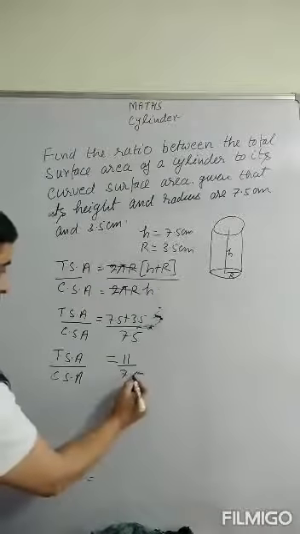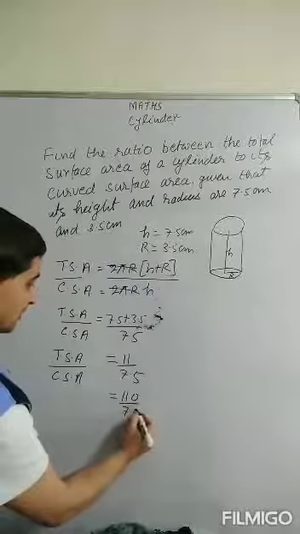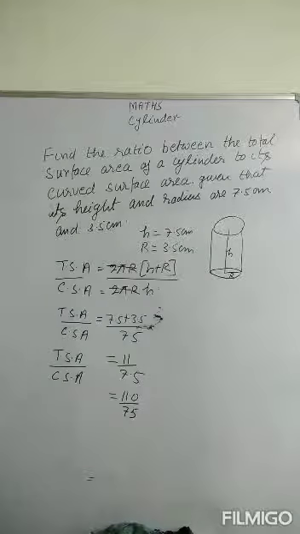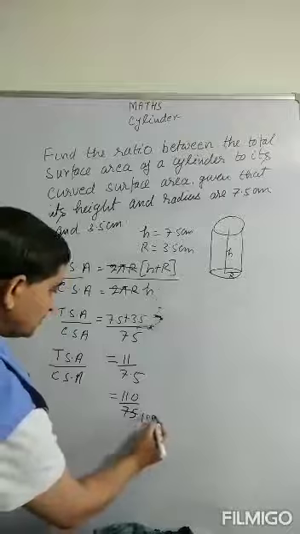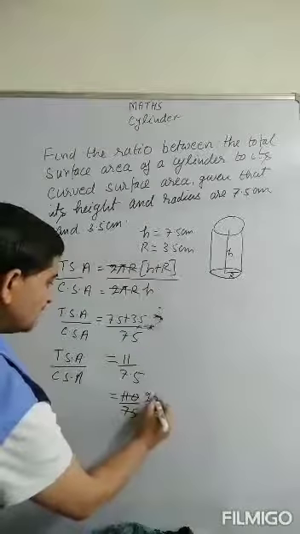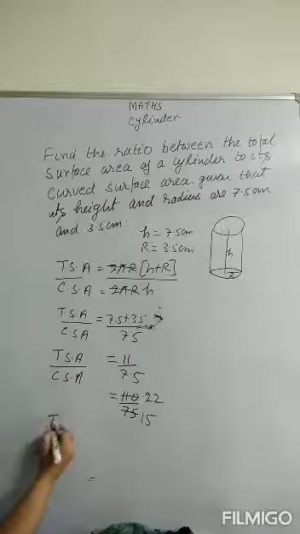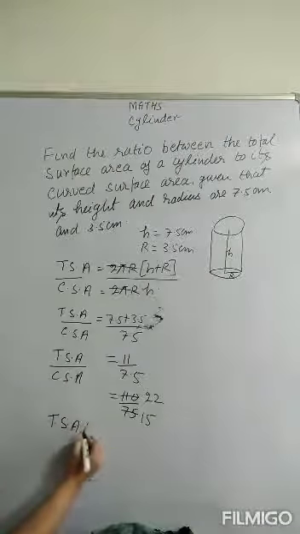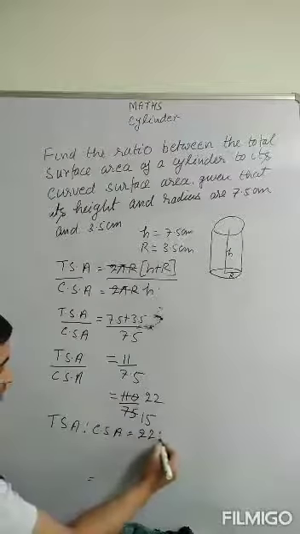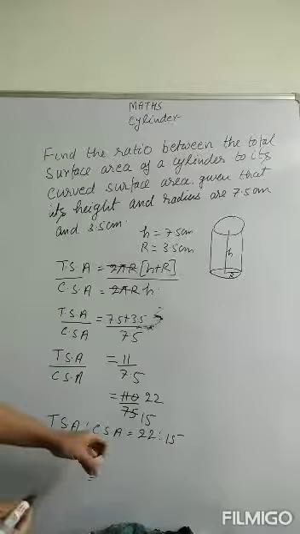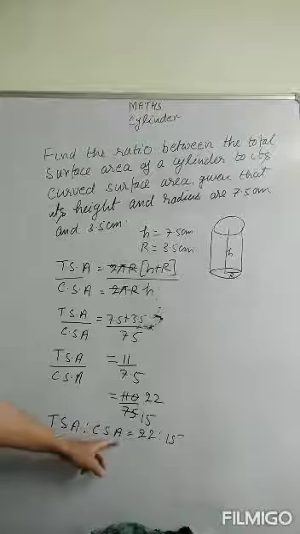Got it? So if you remove this decimal, this can be 110 upon 75. With 5 you can cancel it. 5 ones are 5, 5 fives are 25, 5 twos are 10. It is 22 upon 15. So what is the ratio? PSA ratio CSA equals 22 ratio 15. Right. So this way you can find the ratio between what? Total surface area and curved surface area.